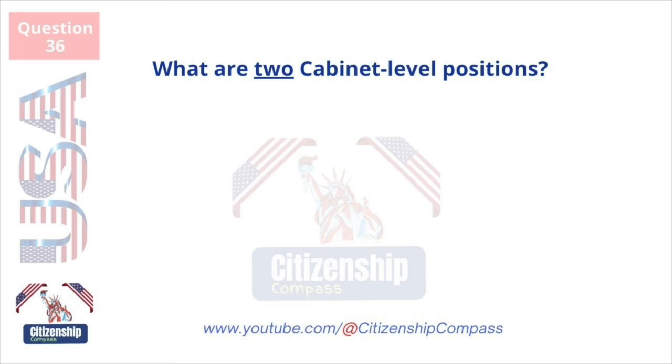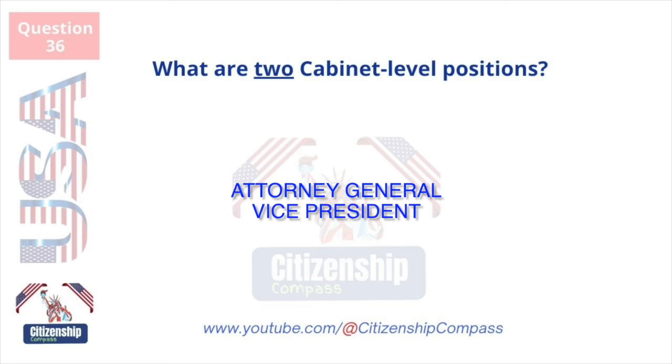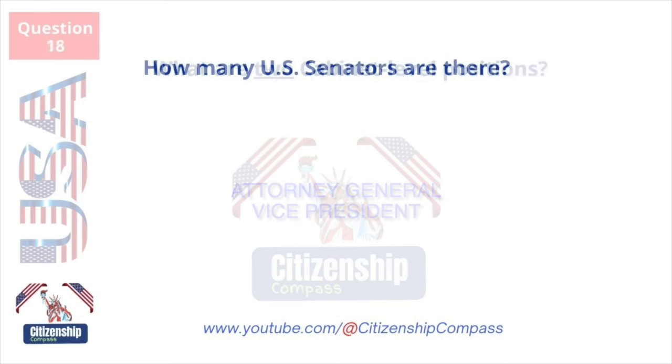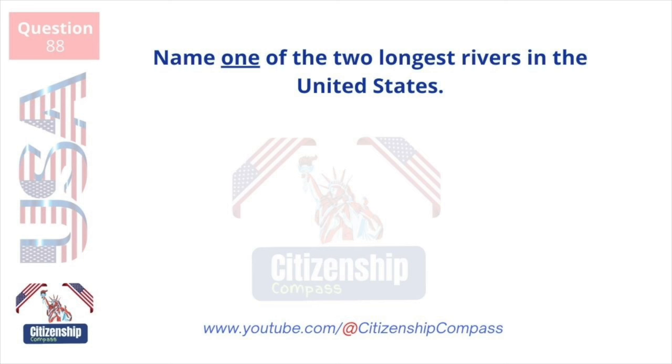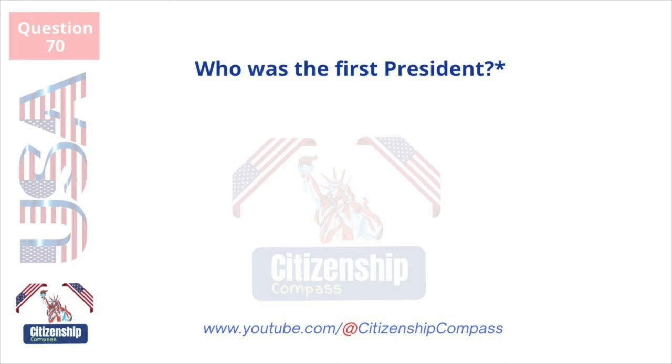What are two cabinet-level positions? Attorney General. Vice President. How many U.S. senators are there? 100. Name one of the two longest rivers in the United States. Missouri River. Who was the first president? George Washington.